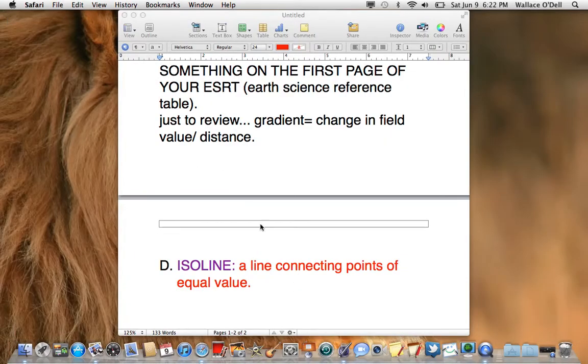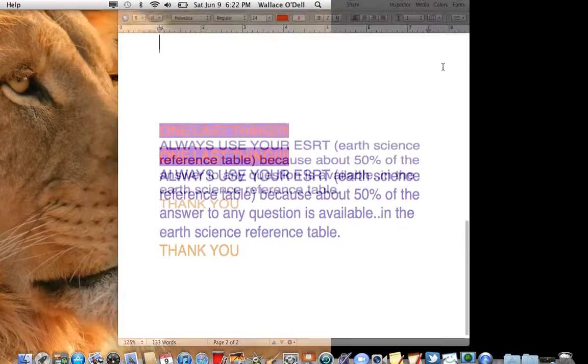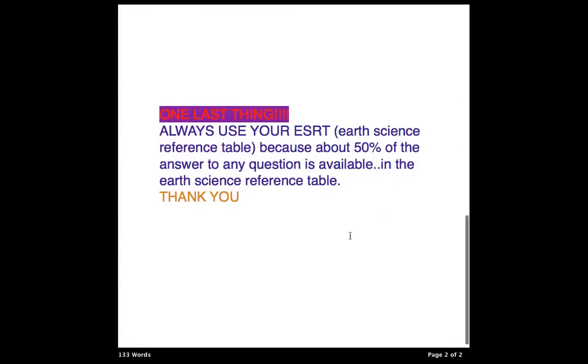Alright, so guys, I hope this was helpful. And one last thing is, like I said before, always use your ESRT, which is the Earth Science Reference Table, guys. Because at least 50% of the answer to any question is available in the Earth Science Reference Table. So always learn your reference table. Learn the 1 through 16 pages of pure information and answers.